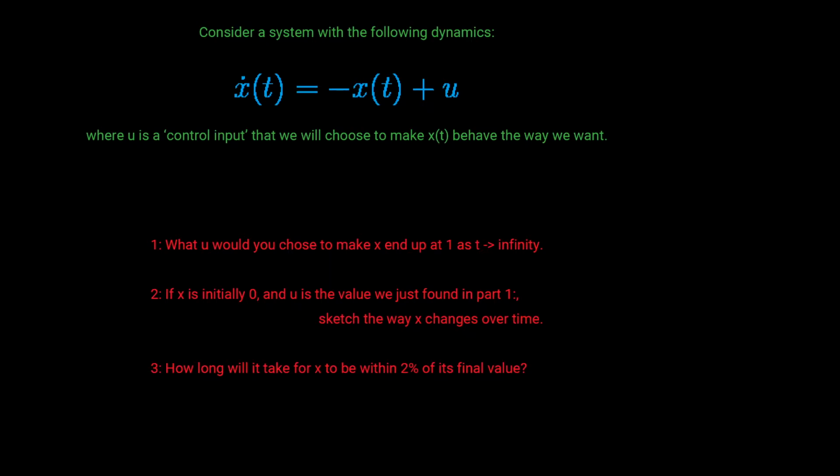The second part of the problem says if x starts initially at 0, so at time 0 the value of x is 0, and we use the value of u that we found that makes the steady state value equal to 1, then we need to sketch the behavior of this system, or its dynamics, in order to actually see how it changes over time. And being a first order system here, if it starts at 0 and it ends at 1, we would expect an exponential rise or a logarithmic looking curve. That's just the intuition, but we'll show that explicitly.